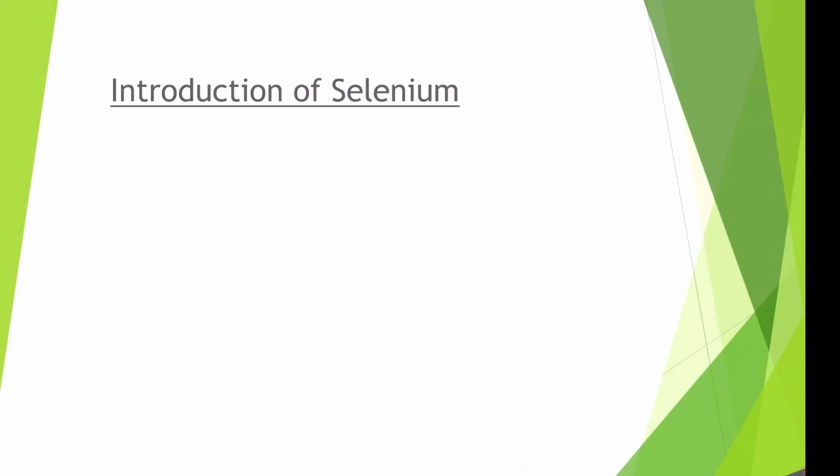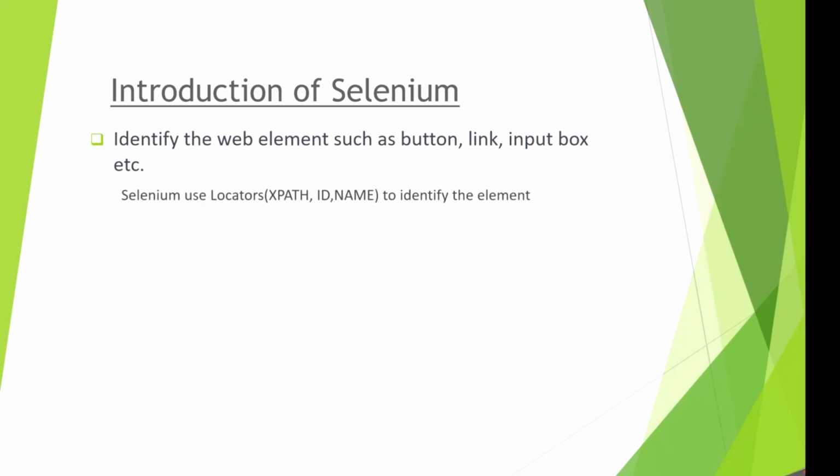So how does Selenium work? Basically, it works in three different steps. The first one is identifying the web element. So what are web elements? Such as button, link, input box, drop downs, etc. And how does it identify them? It identifies the element with the help of locators such as XPath, ID, name, and these things we will discuss in detail in other slides.